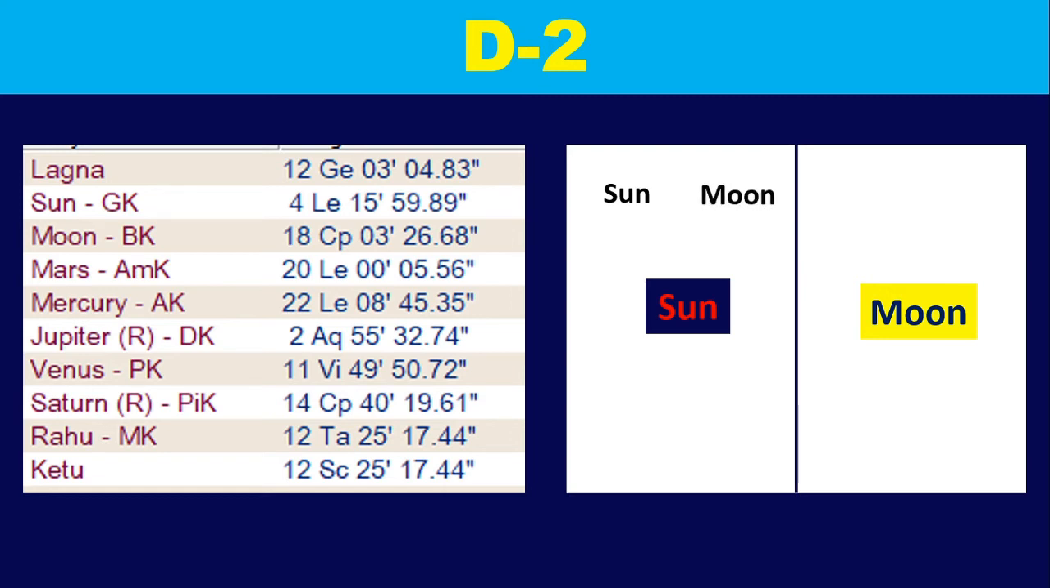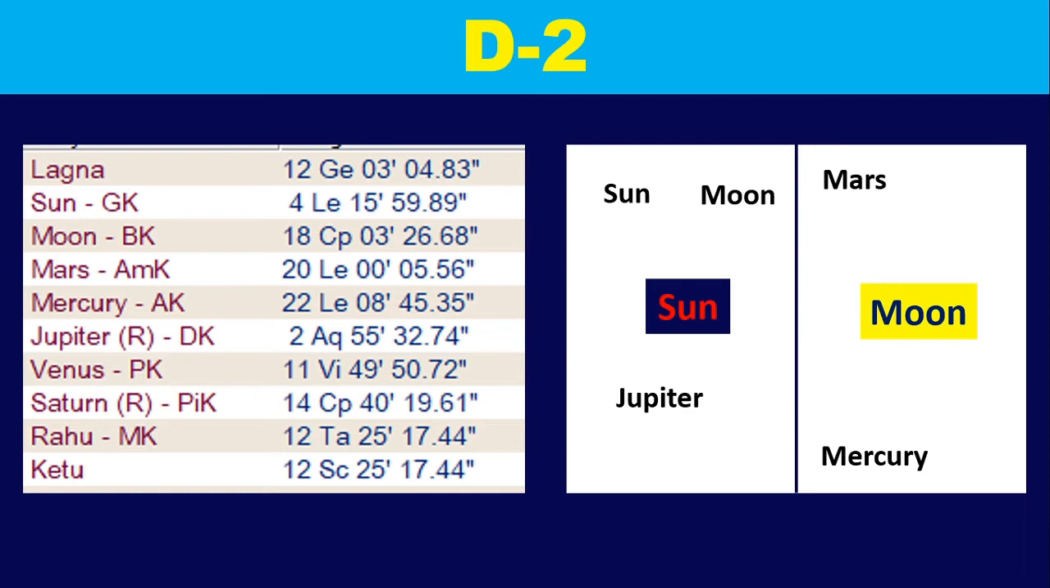Now Mars. Mars is in Leo, which is an odd sign, and Mars's degree is 20. That means the odd sign's second half. That means Mars is in Moon Hora. Now Mercury. Mercury is also in Leo and the degree is 22. So Mercury is also in Moon's Hora. Now Jupiter. Jupiter is in Aquarius, which is an odd sign, and the degree is 2. That means Jupiter is in the first half of an odd sign. That means Jupiter is in Sun's Hora.